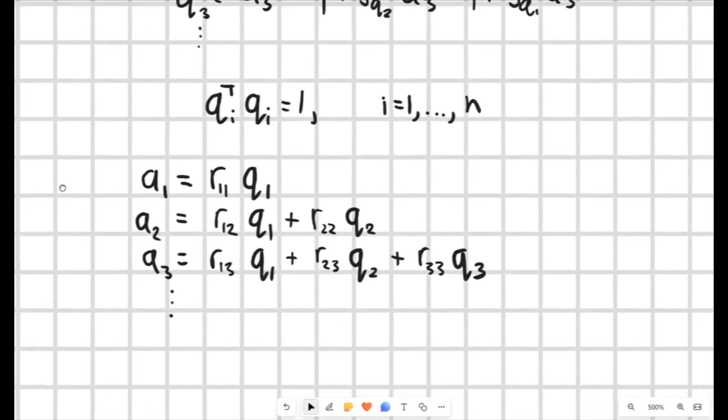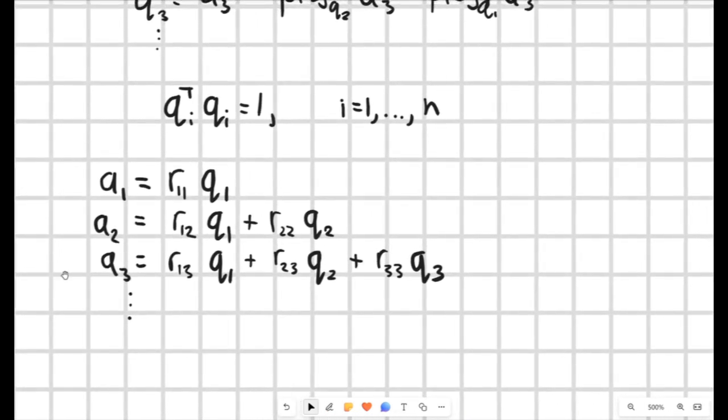So what are these constants, the R's? Well, we just have to remember that the Q's are orthonormal. We're going to start off with this first equation. If we pre-multiply by Q1 transposed, then Q1 transpose Q1 is just equal to 1. And so what we end up finding is that the constant R11 is just going to be equal to Q1 transposed multiplied by A1. So again, that's because of this orthonormal property.